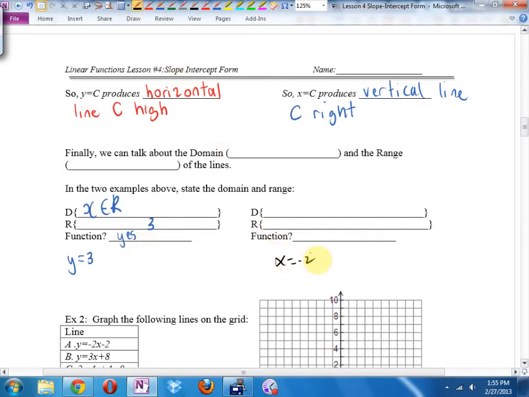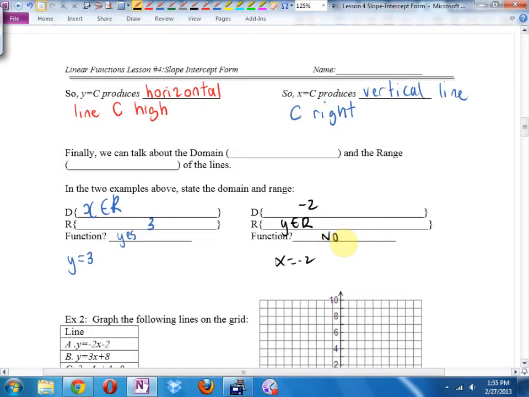Okay. So here it is. What's my range? All reals. So y funky ER. What's my domain? What's the only x value that appears on this vertical line? Function, except, okay, that's a specific example.